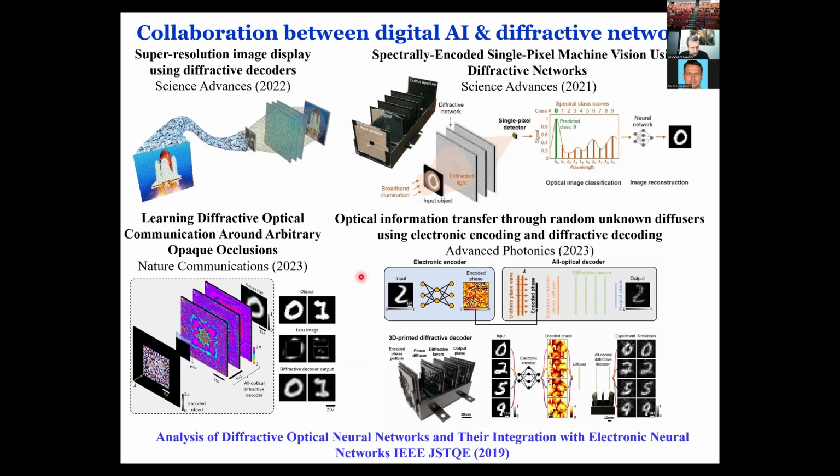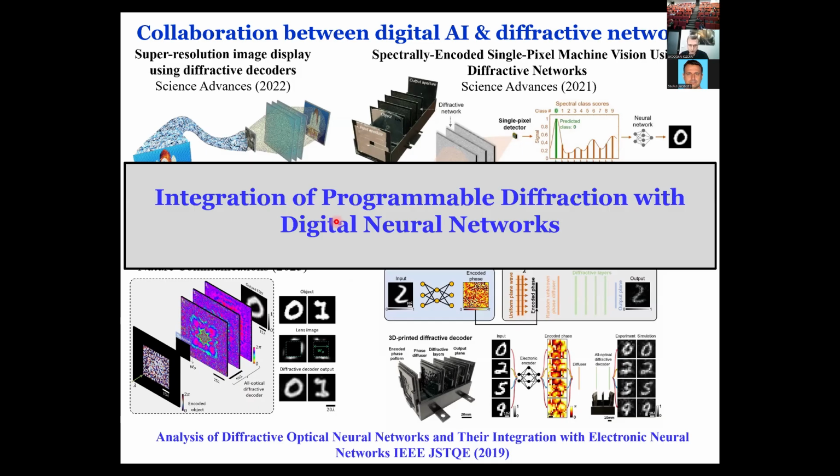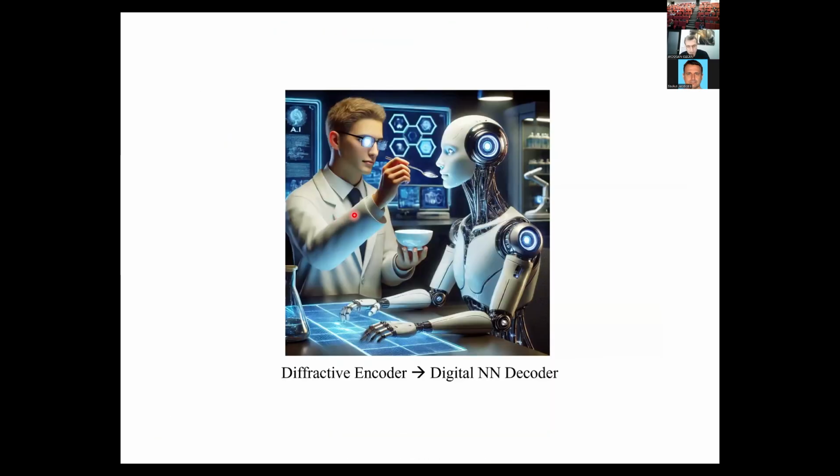The results that I've shown you so far were mostly a diffractive processor as an analog computer helping your imaging or sensing task. But equally exciting for me is the collaboration between digital networks and diffractive networks. This is the best of both worlds: how to integrate programmable diffraction to collaborate with digital networks. Sometimes diffractive networks will be working as encoders, and sometimes as decoders, to collaborate with digital networks. So I'll give you a few examples of this before I conclude.